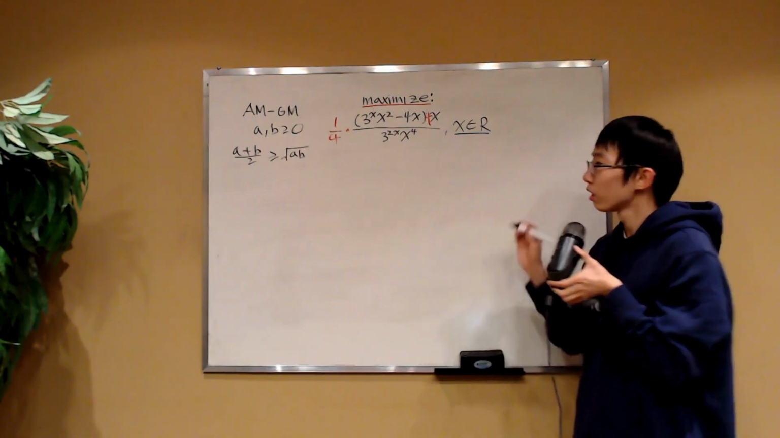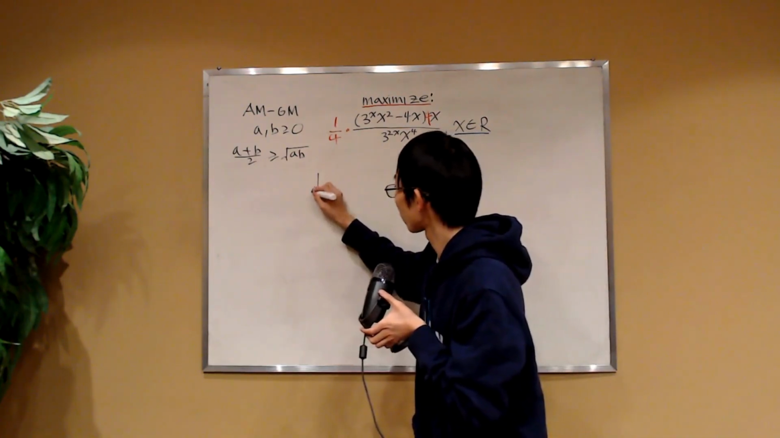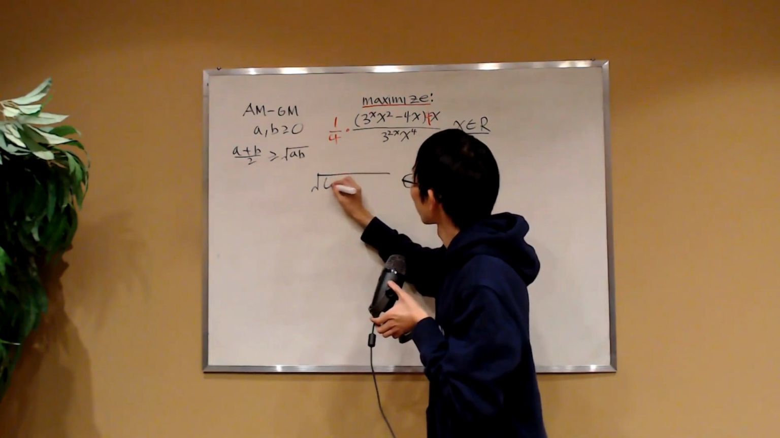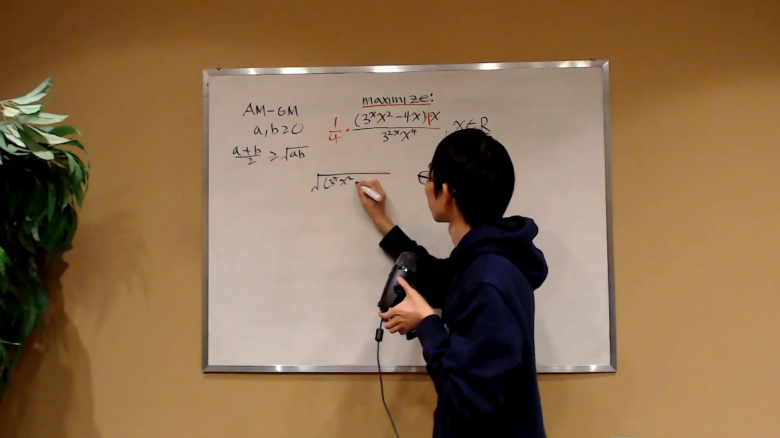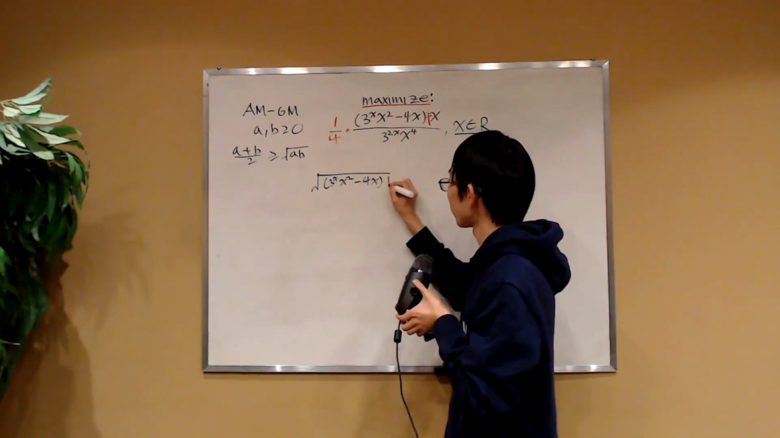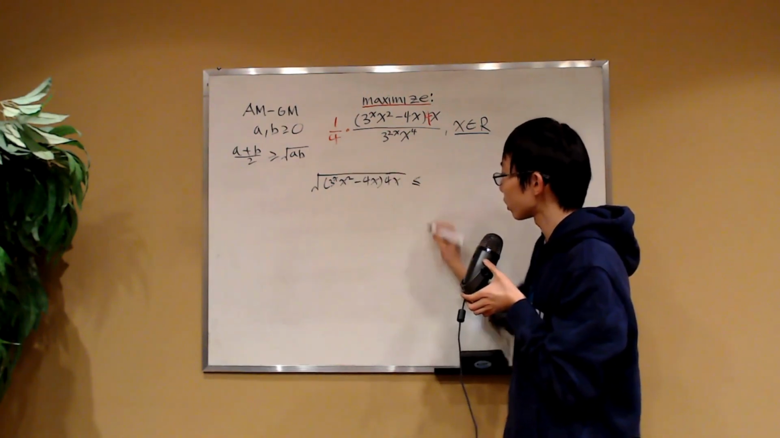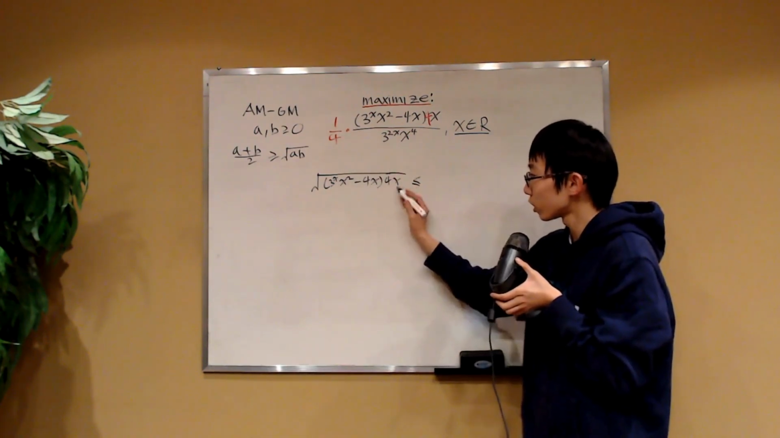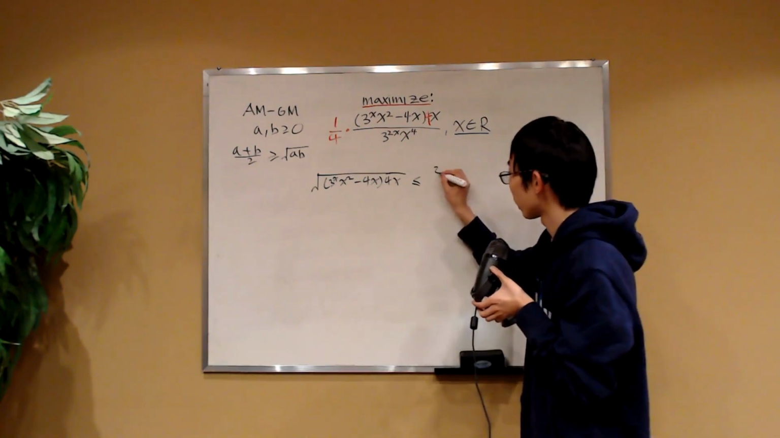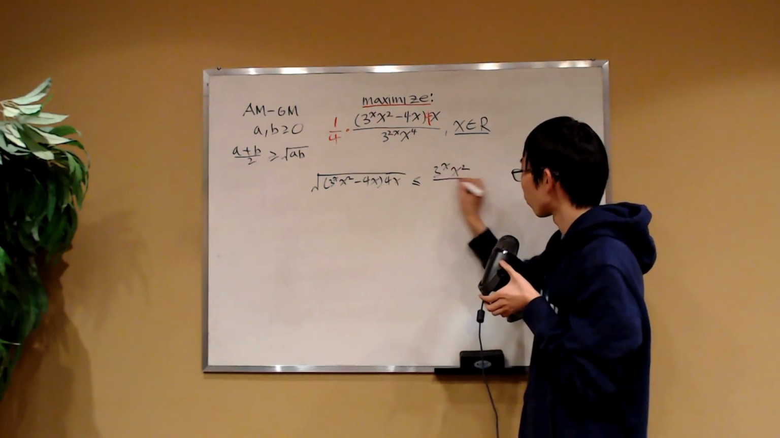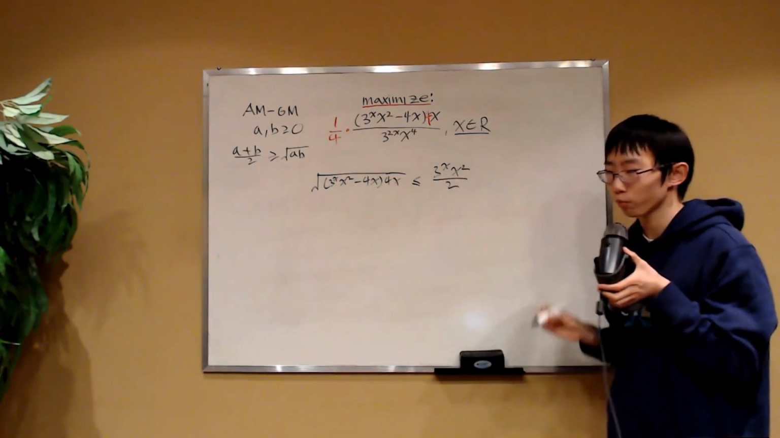on the top. Then the geometric mean is the square root of 3 to the x times x squared minus 4x times 4x now. This is by the inequality smaller or equal to. Now take the average, then this and this would cancel out, so you get 3 to the x times x squared over 2. And now we may square both sides.